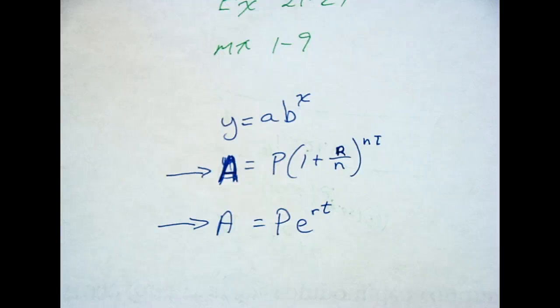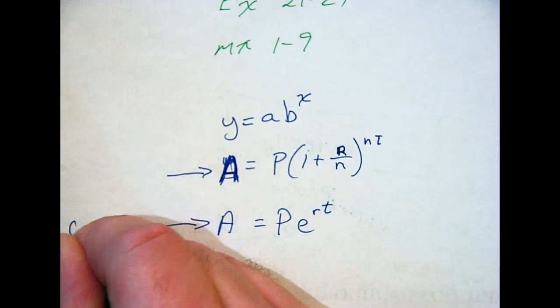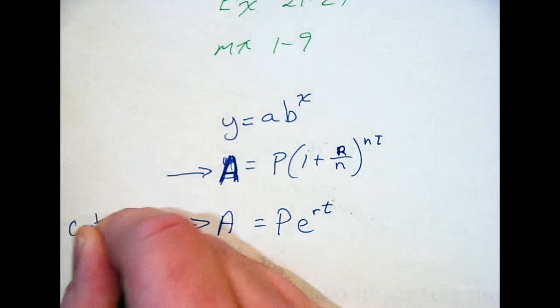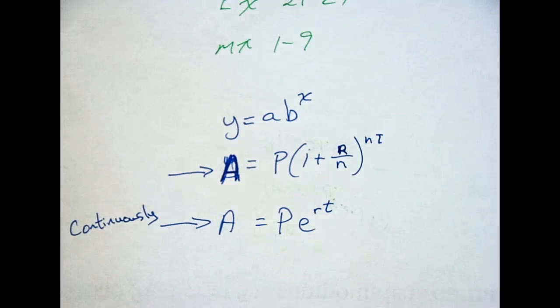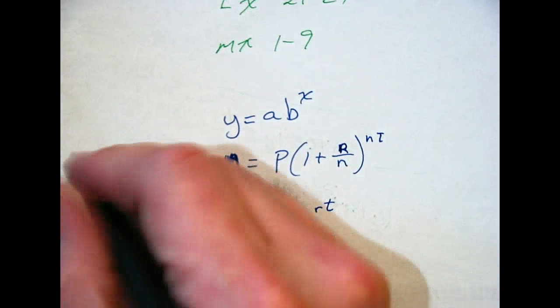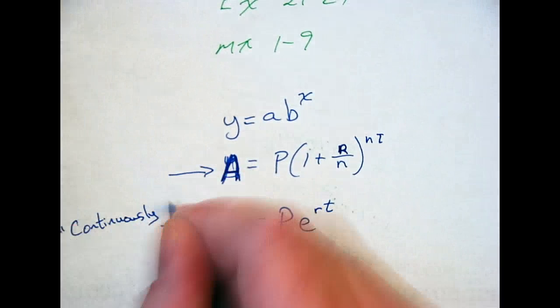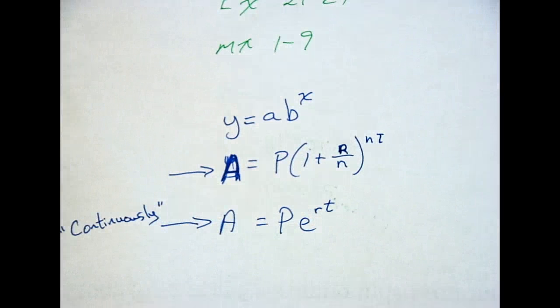Jordan? You use the bottom one when it's continuously, and the middle one when it's compounded but not continuously. And you use the top one when it's just simple interest and there's no compounding. Very good. The keyword on this one is continuously.